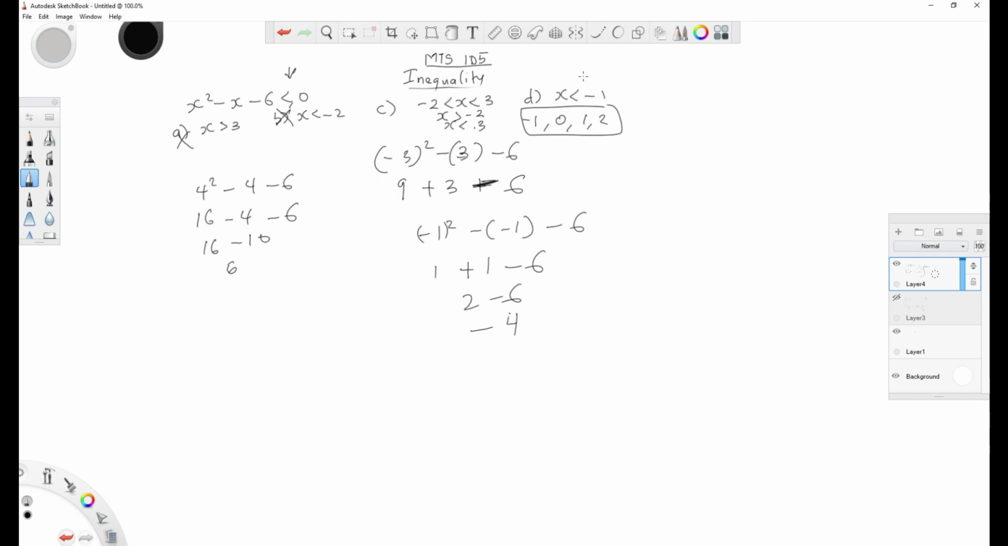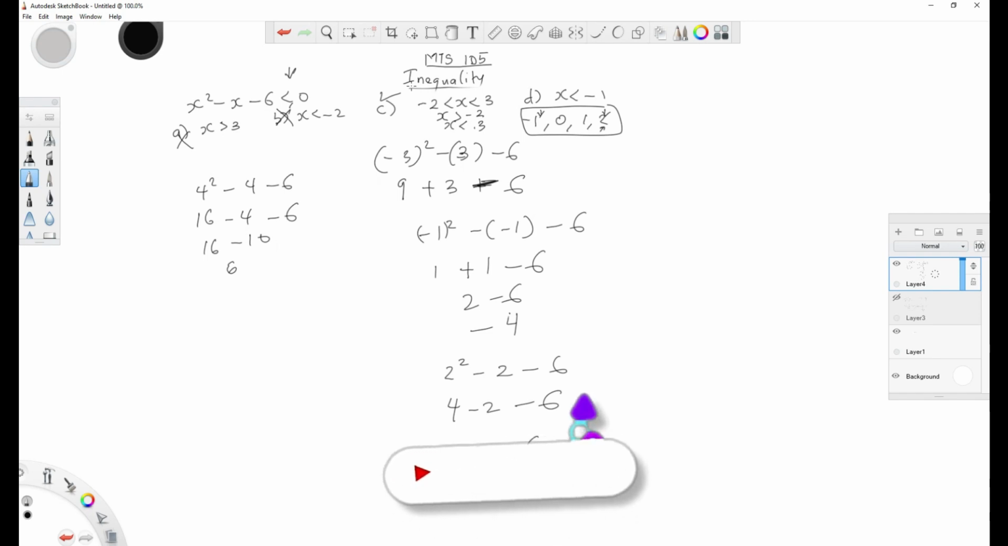Okay, let's just pick another one just to be sure. And I would advise that you always pick the two extremes. Minus 1. Now let's pick this other extreme, which is 2. 2 square minus 2 minus 6. This is 4, and this is minus 2 minus 6. 4 minus 2 is 2, minus 6 is minus 4. So still minus, which is definitely, so we don't even need to go any further. This is definitely the answer.